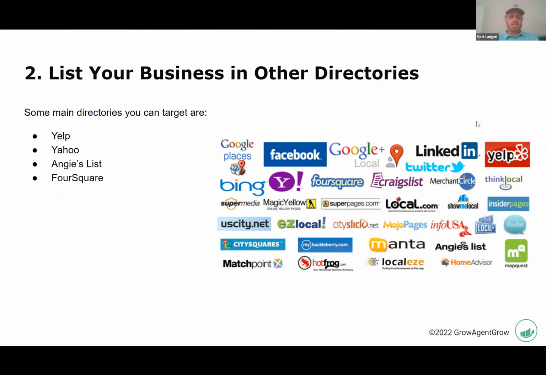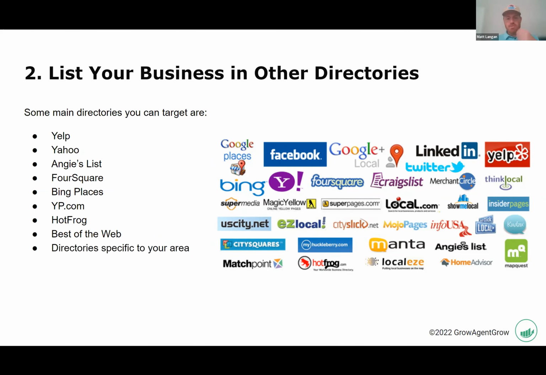Foursquare. This was one like 10 years ago when it popped. It had like a good one month run, it seems, but it's still out there and it still carries a lot of good weight with Google. All right, and the other search engines. Bing Places. This will be a key one. We'll talk about it here in just a second when it comes to voice search. YP.com, that's the online yellow pages. Hot Frog. Best of the Web. And then you might even find directories that are more specific to your neighborhood or on a more local basis in your area. There are some opportunities out there, so it doesn't just have to be general.